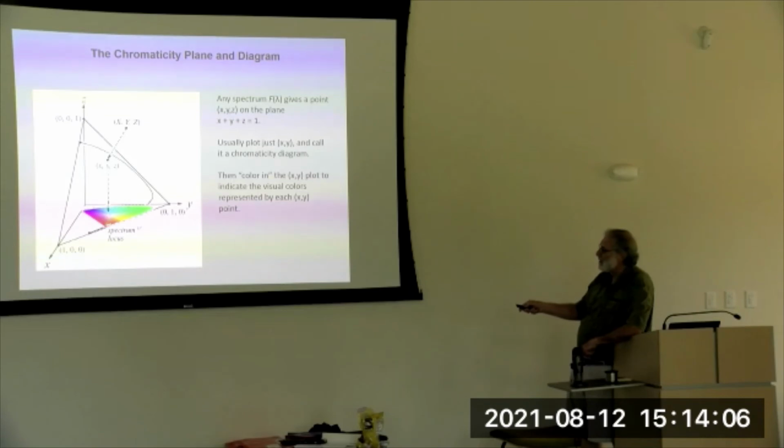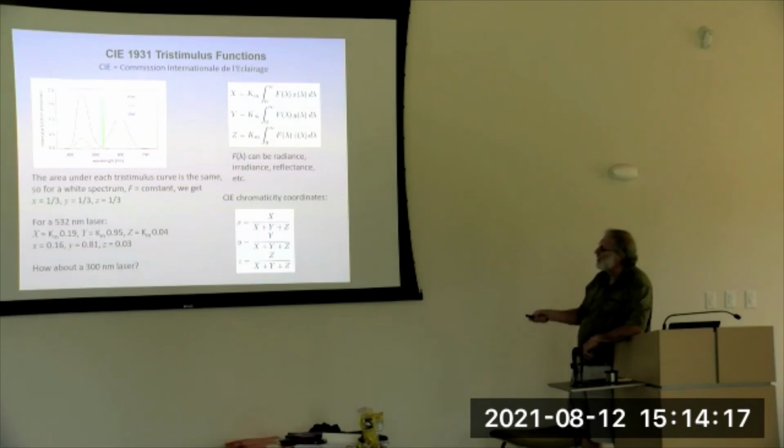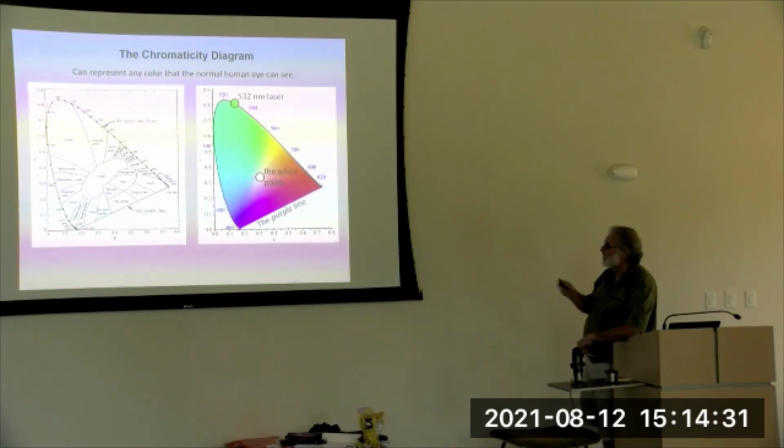So I take this little plot here, pull it out, and plot it as a function of X and Y, and there that thing is. So you remember this 532 nanometer laser gave CIE coordinates of 0.16 and 0.81, and there it is right there. Now, so over 0.6 up to 0.81, 532.